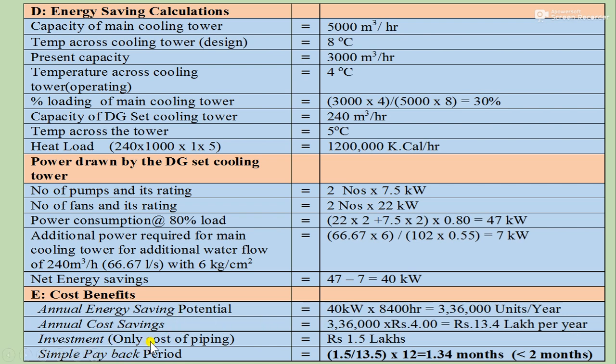But for that, investment is required, and that is 1.5 lakh. So the simple payback period is calculated in this way: investment of 1.5 lakh divided by saving of 13.5 lakh, multiplied by 12 for months, it comes to 1.34 months, so it is less than 2 months.